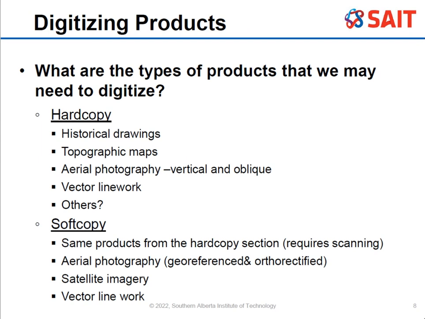Also aerial photography, so you'll notice that there's a base map in ArcGIS Pro, and that's all georeferenced and ready to go, so you can digitize from there. Satellite imagery is another one, and you can get all kinds of levels of precision and spatial resolution from that. And vector line work, so you have a bunch of lines and you want to make it into a certain shape, then you would digitize that.